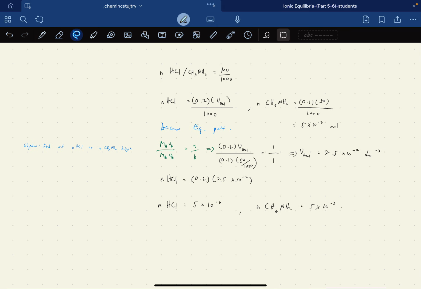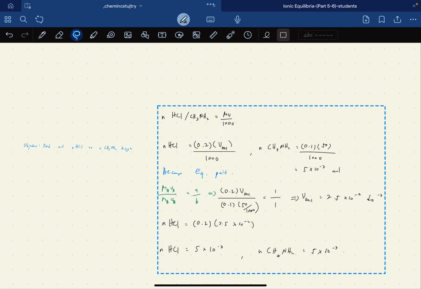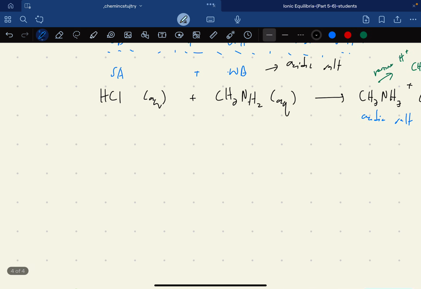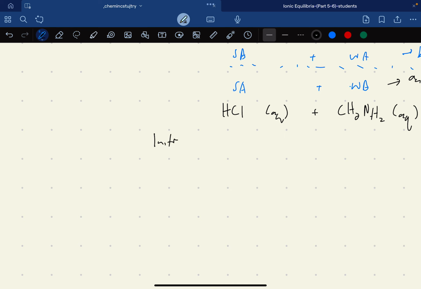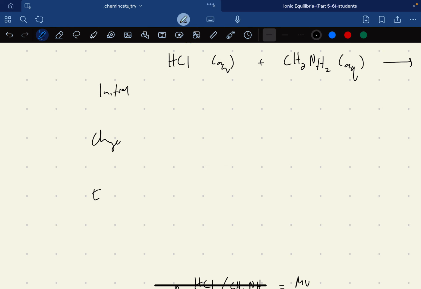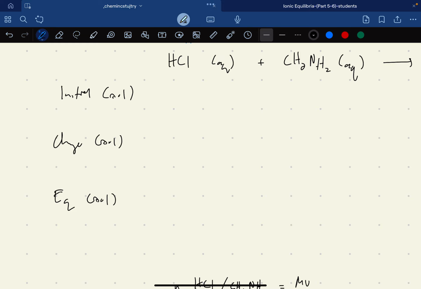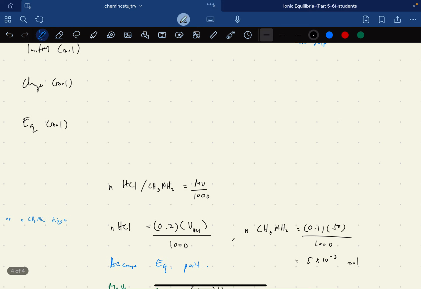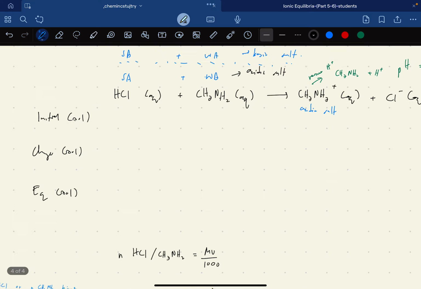So let's put this down here and let's now make our ICE table. So this is initial, change, equilibrium. This one I want to make in mole, because we found it in mole, right? So HCl just now, initial mole is 5 times 10 to the power negative 3.